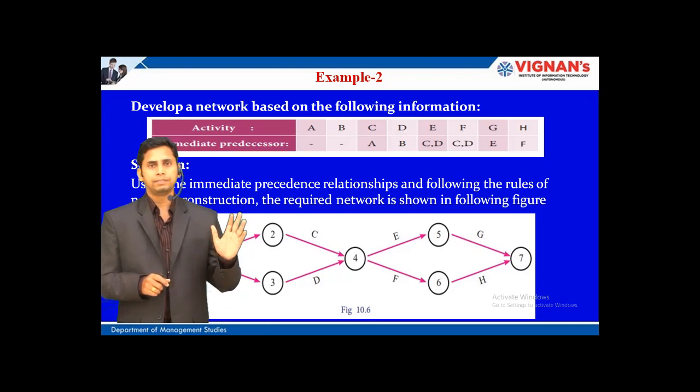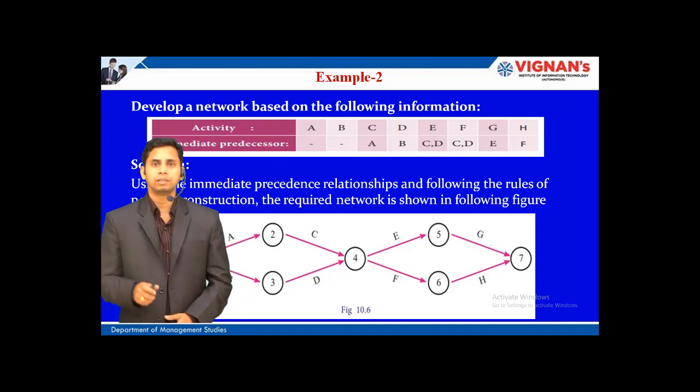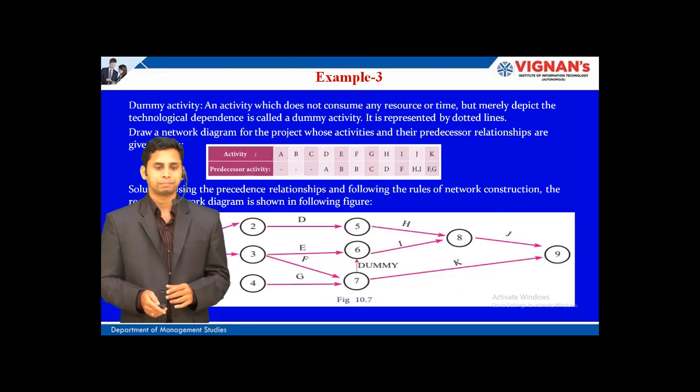While giving the numbering, we need to follow the order, like the tail event must be given a lesser number than the head event. That's why for the tail event of the first activity A we have given 1 and then 2, 3, 4, and like that we have followed, and finally we have given the last event 7. So I hope you have understood this particular example.